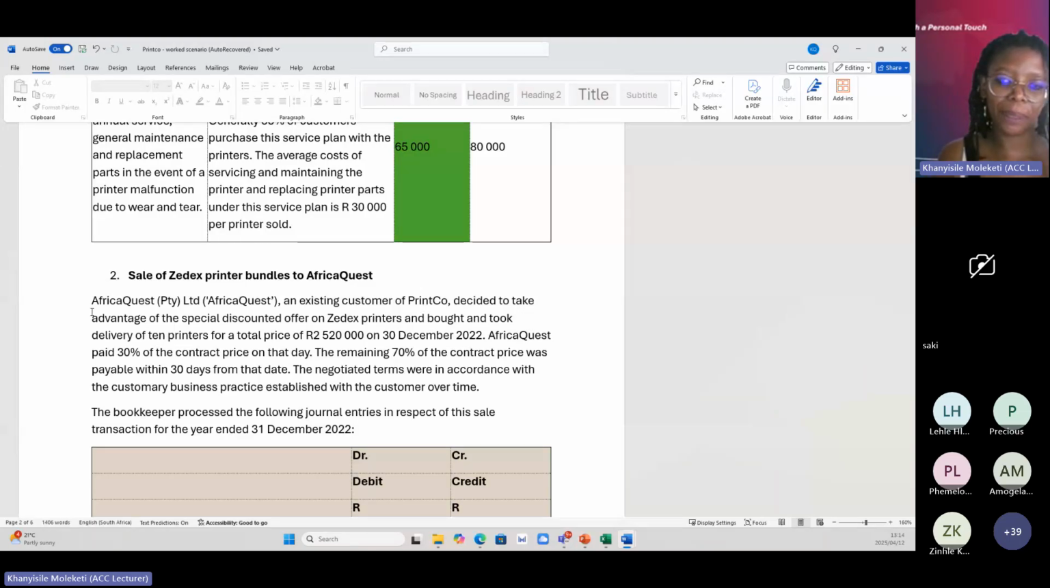Amogela? Hi, Penny. Please excuse my extreme questions, right? But in a scenario whereby there is a refund liability that was recognized, right?